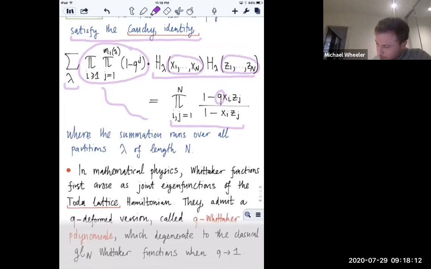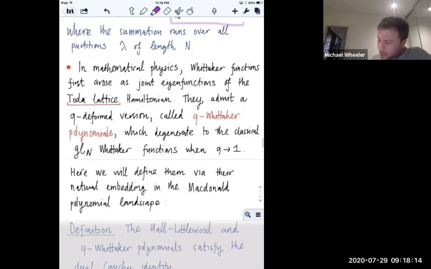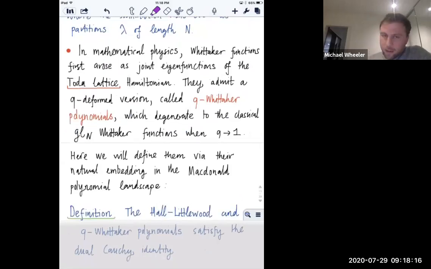Okay, so these are the Hall-Littlewood polynomials. All right, so now let's say something about the other characters in the story and really the title of the lectures. So I guess I should finally say something about q-Whittaker polynomials. These things have origins, unlike the Hall-Littlewood polynomials, which have origins of really representation theoretic origin.